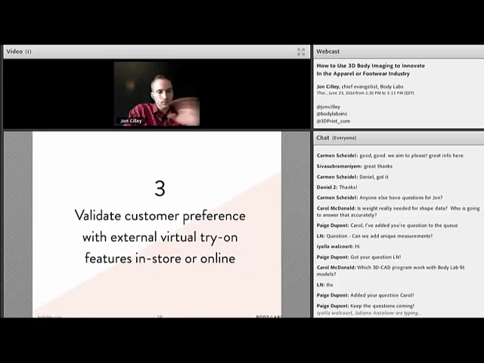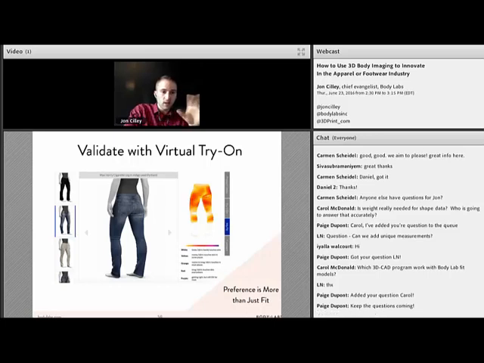And then the third piece is you want to validate customer preference with external virtual try-on features in store or online. So what do I mean by that? Well, fit is one thing, which we've talked a lot about today, but preference is another. Fit for me is, okay, is it falling down or can I not get it on? Preference is, how is it going to look based off of the style I know I like? So I may prefer tighter fitting clothing than my brother or my friend, or than you may. And how can I verify and make the same decisions I would normally do?